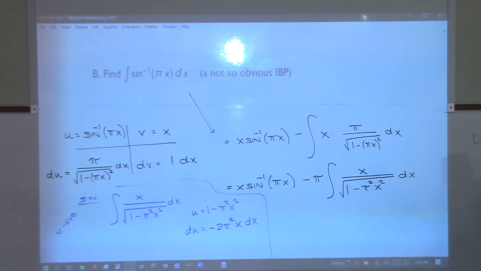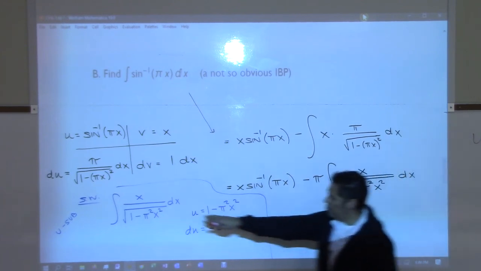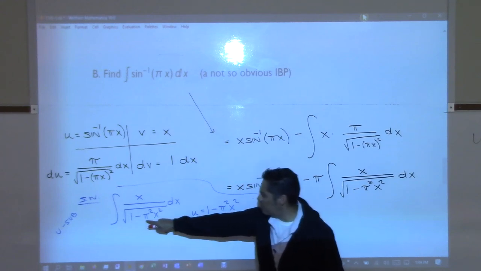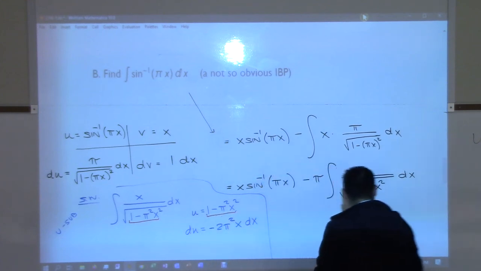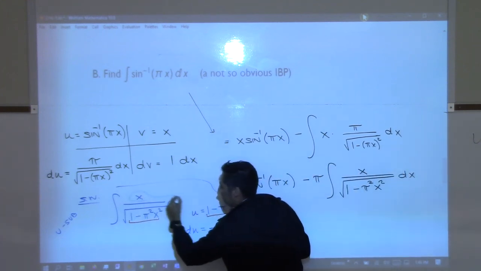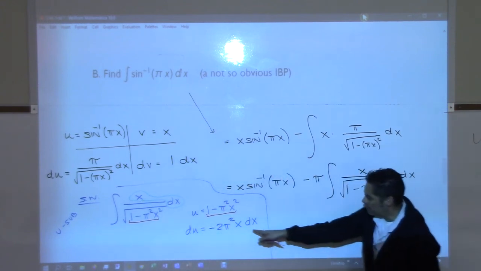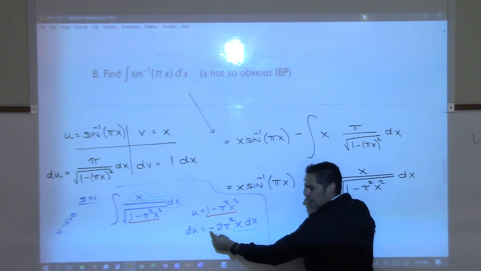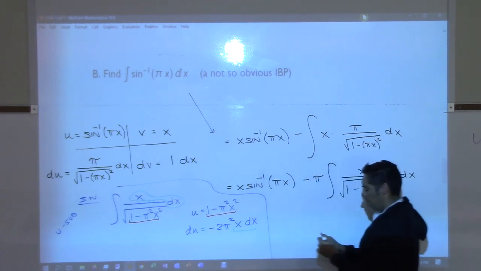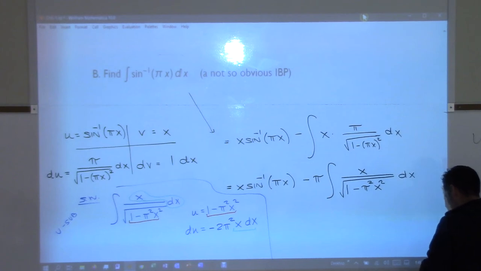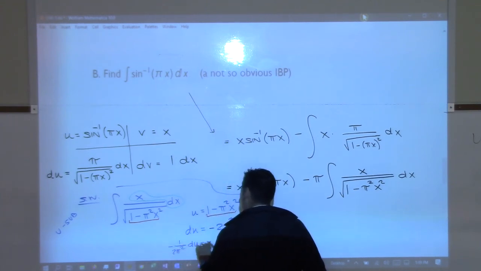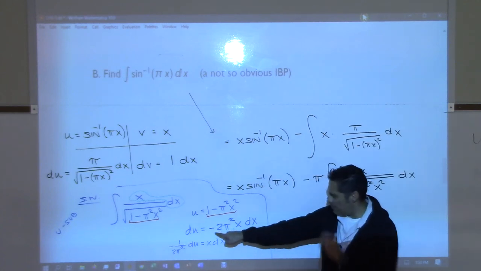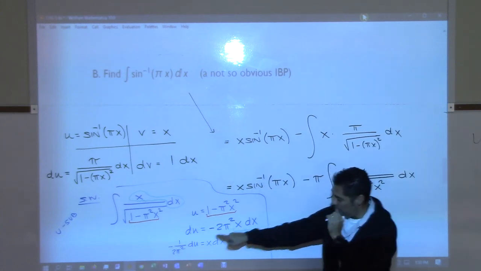So in our integral, we have down here, this is going to be u, isn't it? This right here is going to be u. And now what we need to do is somehow replace the x dx with something. So here's x dx, so we have to divide both sides by negative 2 pi squared. Okay, so we're going to do negative 1 over 2 pi squared du equals x dx. So I just divided both sides by negative 2 pi squared, and that's what I get.